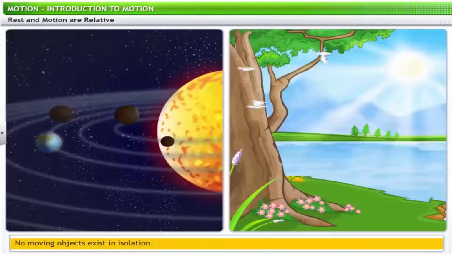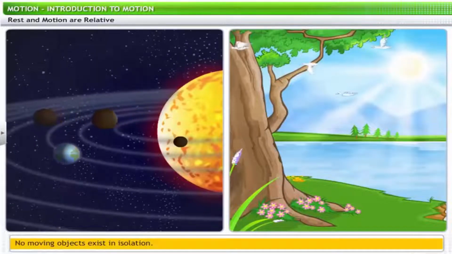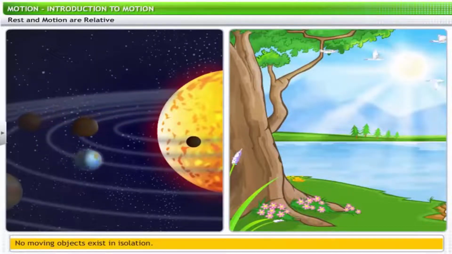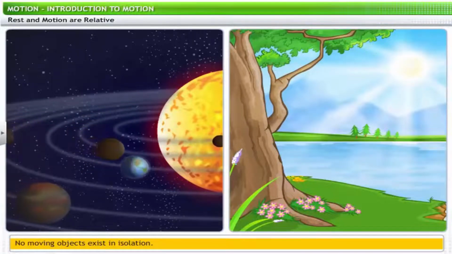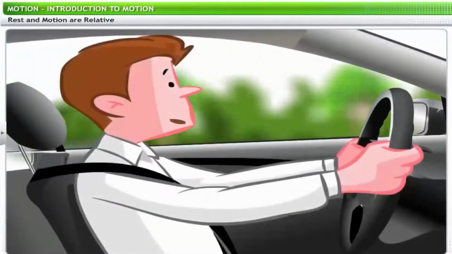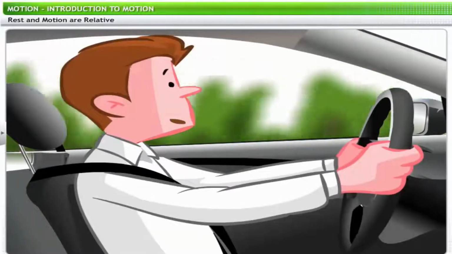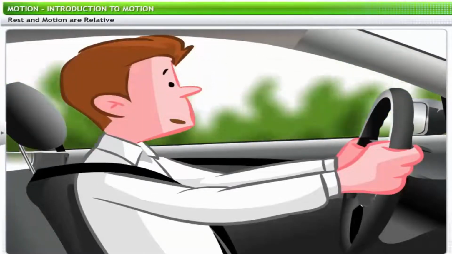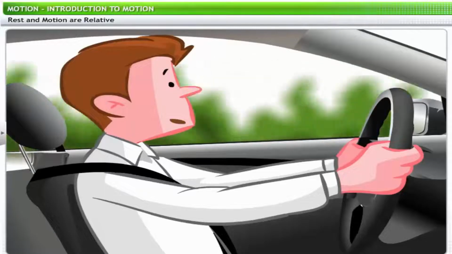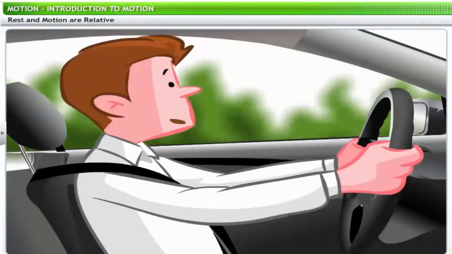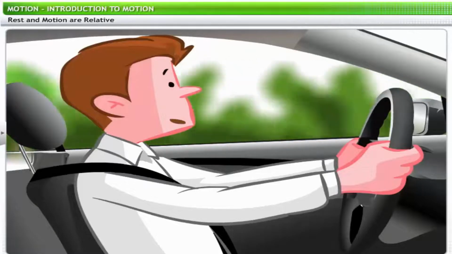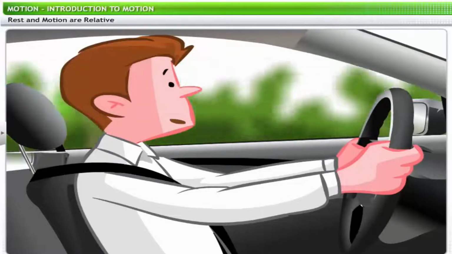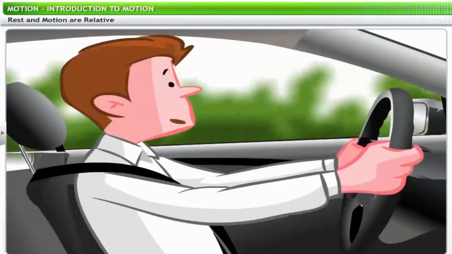None of the moving objects that we have looked at exist in isolation. They may have other moving or stationary objects in their environment. What happens when we compare the state of two or more than two objects? For instance, let us consider the state of a car driver. Is he at rest or in motion? It is difficult to answer this question.